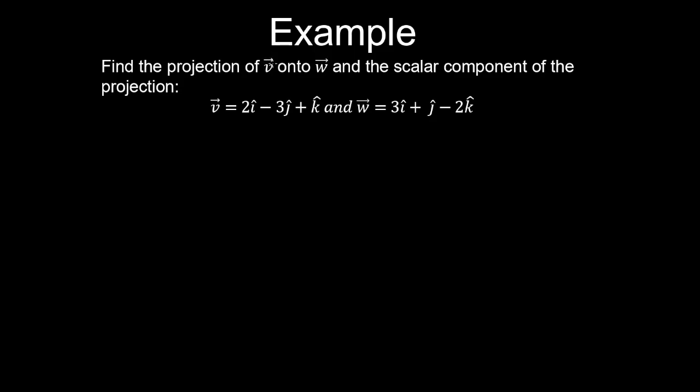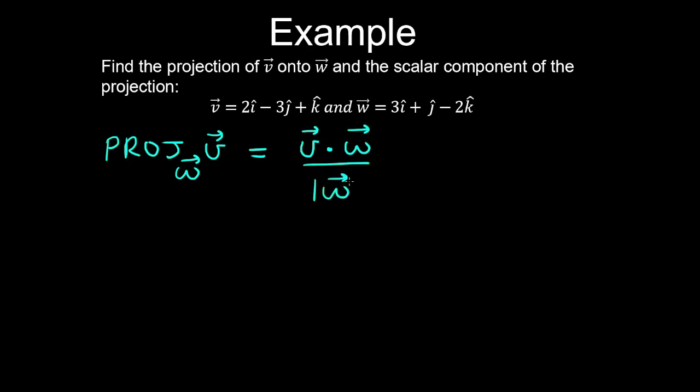Find the projection of vector v onto w, which we can write as the projection of v onto w, and the scalar component of the projection. So to project v onto w, we derive the formula being the dot product of v and w on the squared magnitude of w in the direction of w.